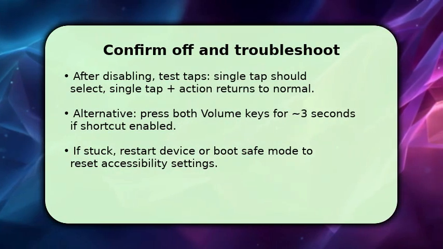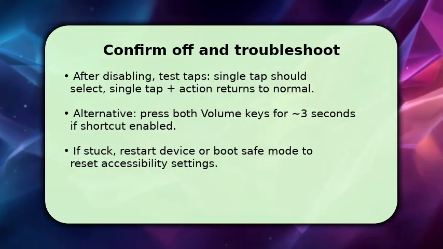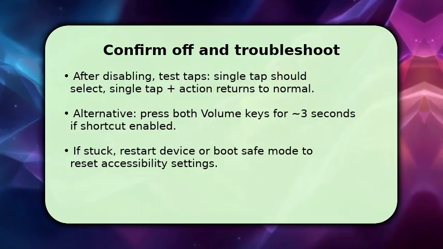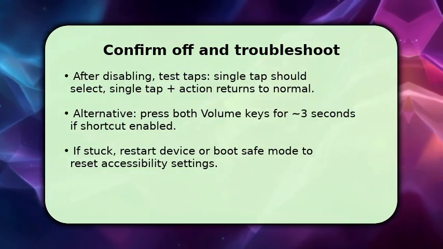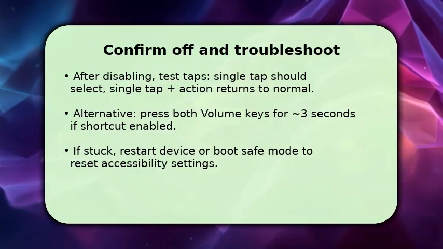Once you confirm turning Talkback off, test by single tapping an icon then tapping Open. The device should respond without double taps. If the toggle won't respond, try the accessibility shortcut. Press both volume keys for about 3 seconds if that shortcut was enabled.